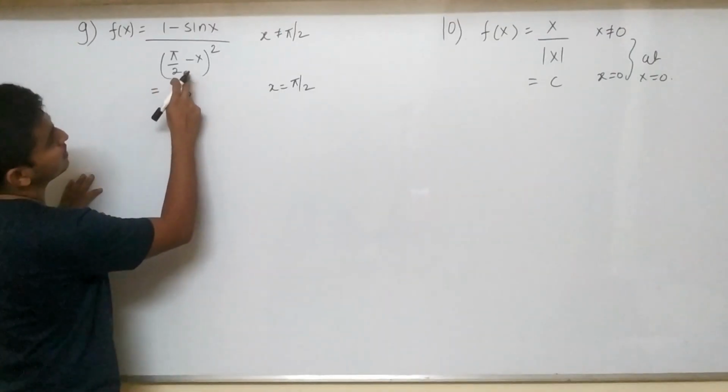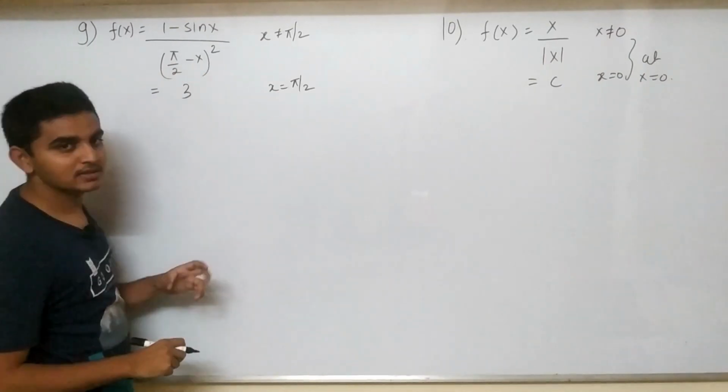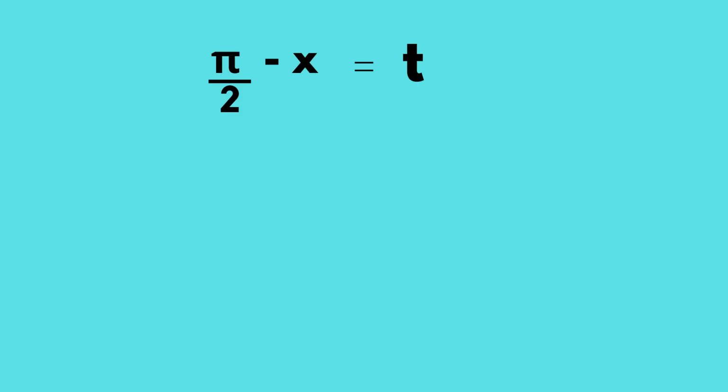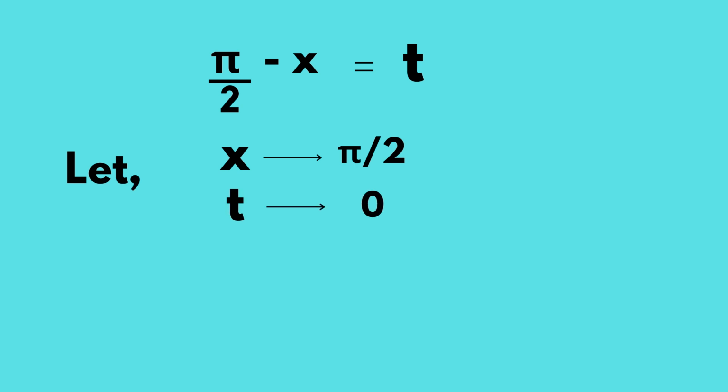So we can put pi by 2 minus x as something, we can call it t. So let pi by 2 minus x be t, right? Since x is tending towards pi by 2, pi by 2 minus pi by 2 means t will tend to 0. So when x is going towards pi by 2, then t will go towards 0, essentially.